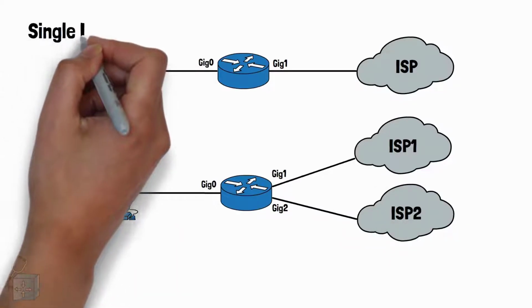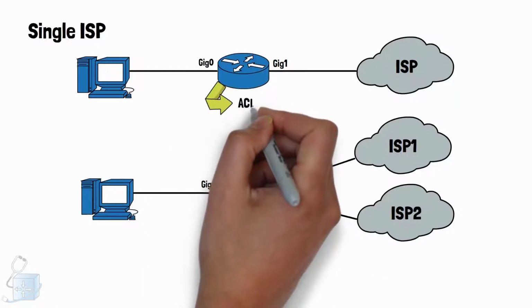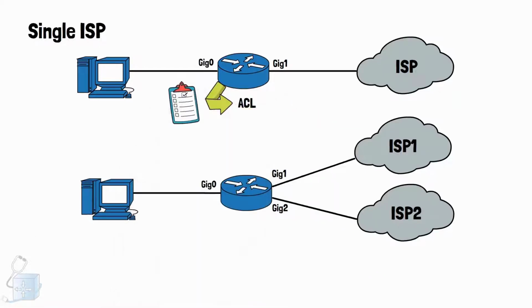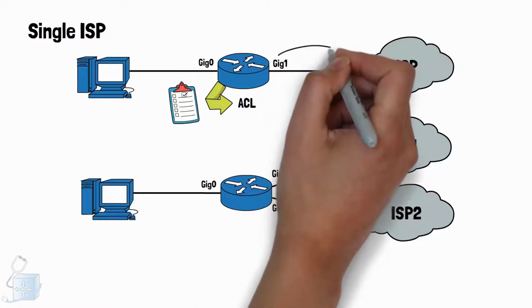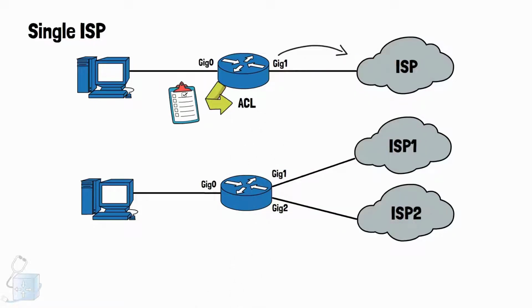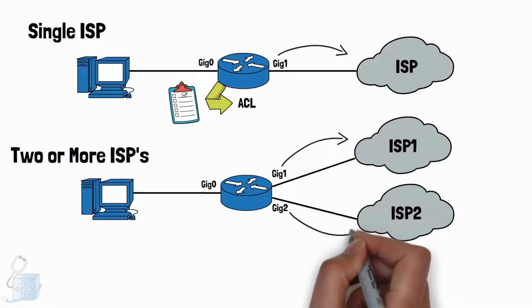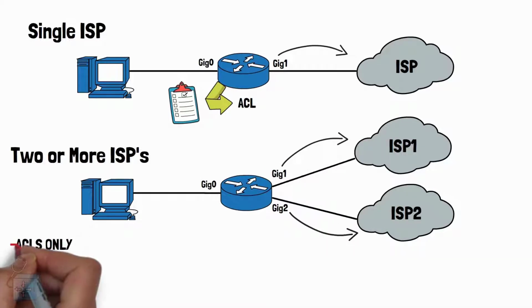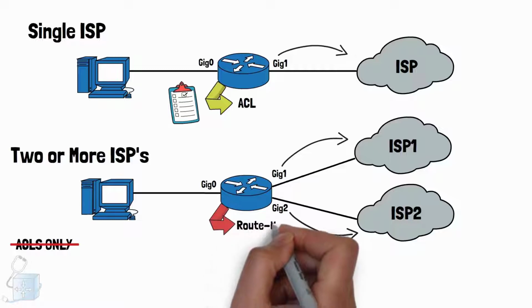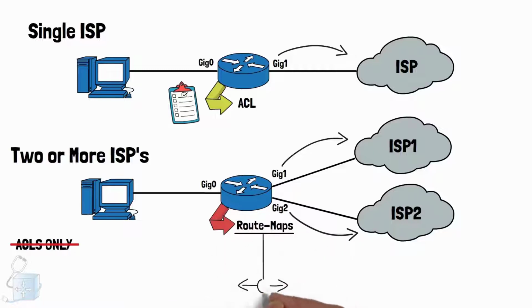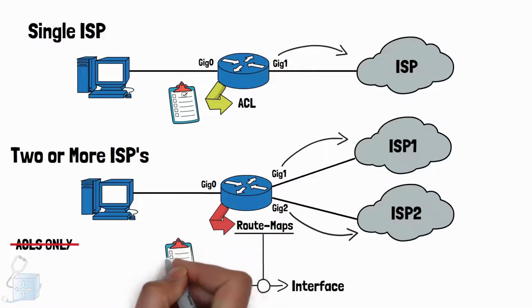With a single ISP, we only need an ACL as the matching criteria because there is only one outgoing interface towards the internet. Once more than one outgoing interface comes up, matching on ACLs alone becomes a limitation. We then use route maps to match interfaces alongside ACLs to facilitate the NAT overload process. And this is what we will take a look at in this lab.